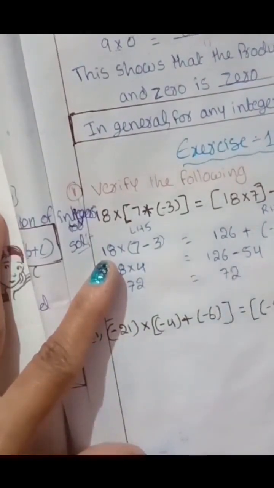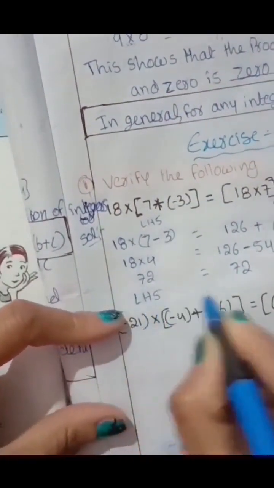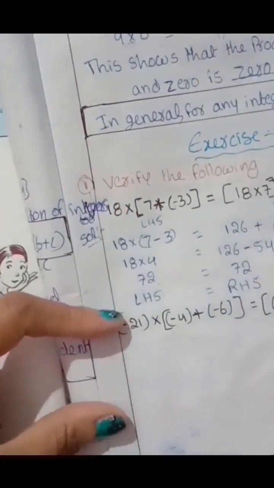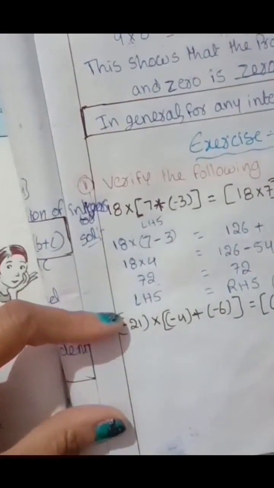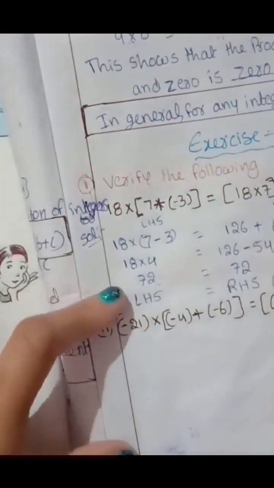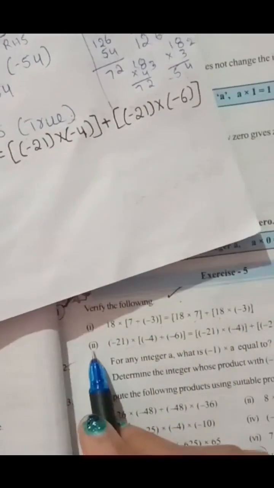Okay? Both are the LHS equal to RHS only. Both are equal, so that's why it's true only. LHS is also 72 and RHS is also 72, so both are equal. It's true only. The statement is true. And next one is the second problem.